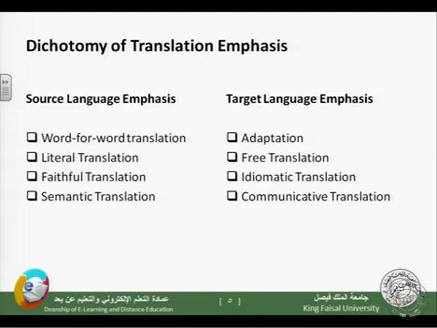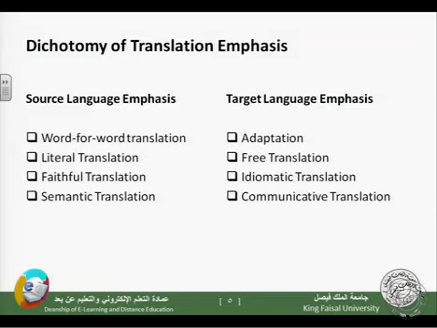Look at these two dichotomies. Source language emphasis means source language focus. Let's say source language Arabic, all right? It means you are giving more focus to the Arabic text than the English text. But if you want to give more focus to the translated text or the English text, then it is called target language emphasis. Do you understand? It's very important to understand.